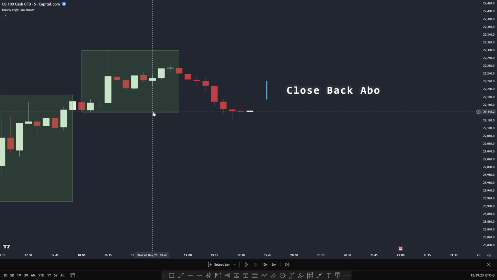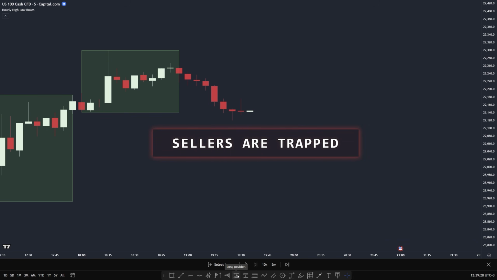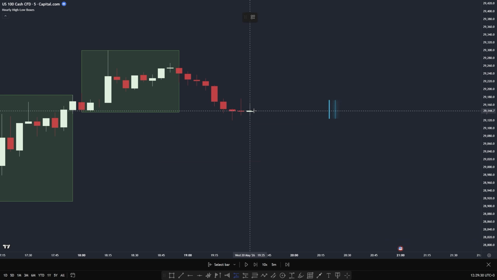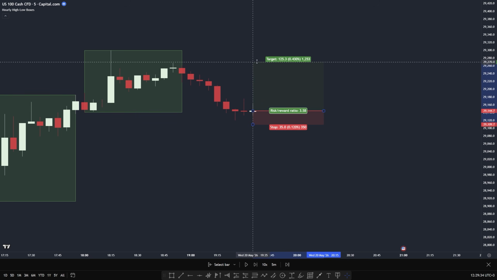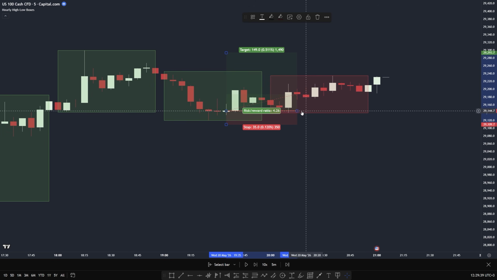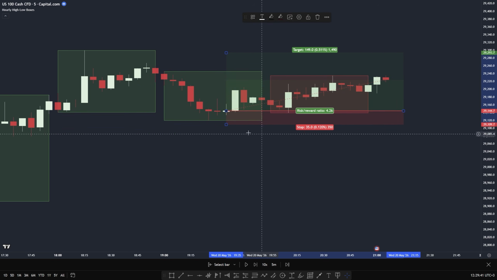The candle must close back above the box low. Now the sellers who chased the breakdown are trapped. I can enter after that close, or I can wait for price to break above the high of the reclaim candle. The stop goes below the sweep wick. That is the long setup.